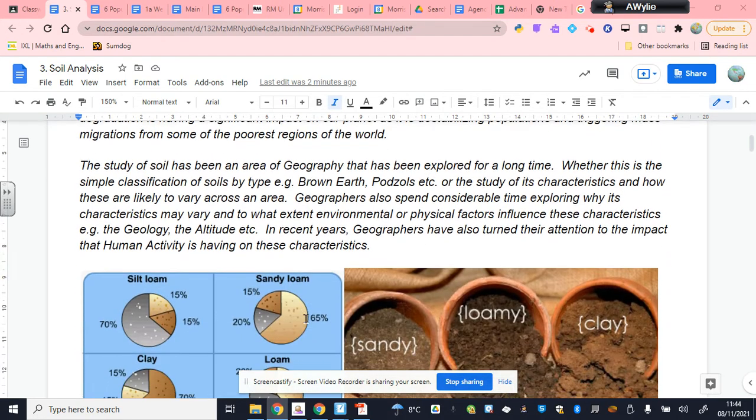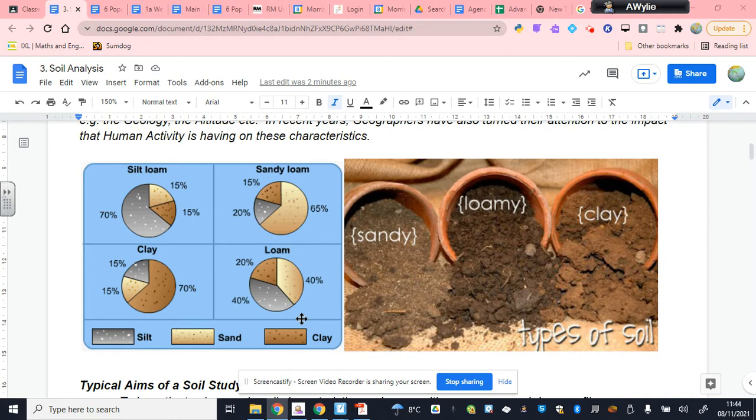Now, the first thing you have to understand about soil is whilst there are lots of different types of soil in terms of the names of soil, and you should be familiar with some of these, for example, the brown earth, the podsol, or the clay. When you conduct a soil study, you're more likely to be considering the actual characteristics of that soil.